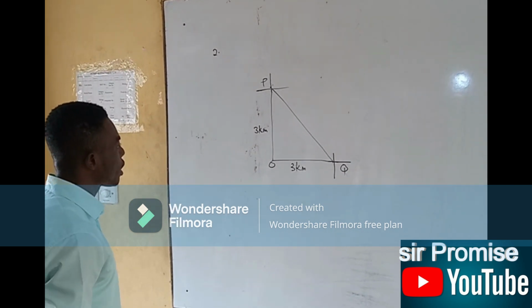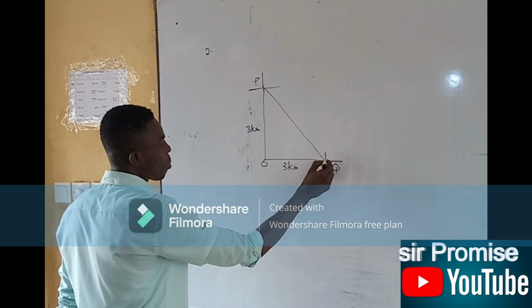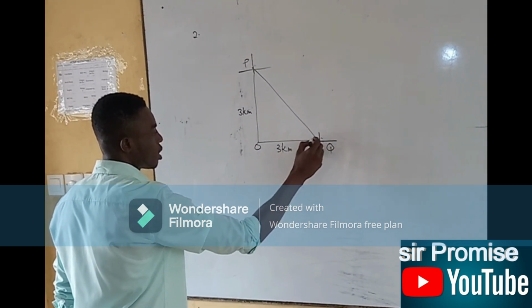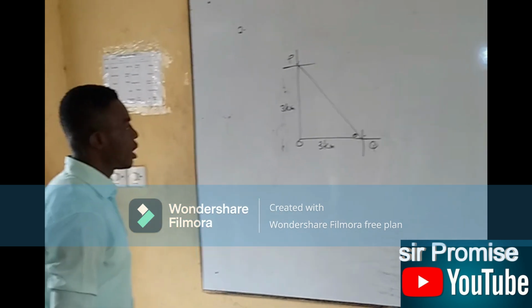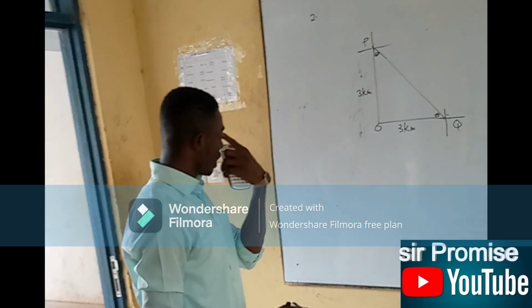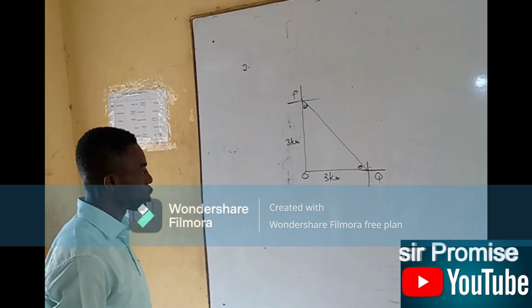How are you going to find the angle? So we are just going to read the angle from this place to here. It means that we have to find the angle that is located here, and we have to find the angle that is located here. We can do this by using the trigonometry ratio.